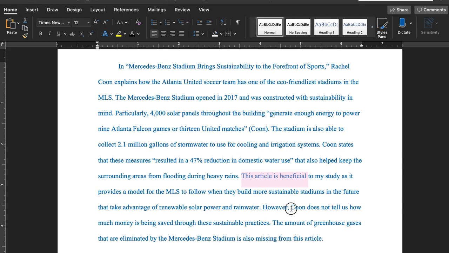Then we move on to the negative, right? However, so we have a signpost here of transition. Kuhn does not tell us how much money is being saved through these sustainable practices, right? So this is what's missing. We don't know how much it costs. We also don't know how much greenhouse gases are being eliminated by this kind of infrastructure.